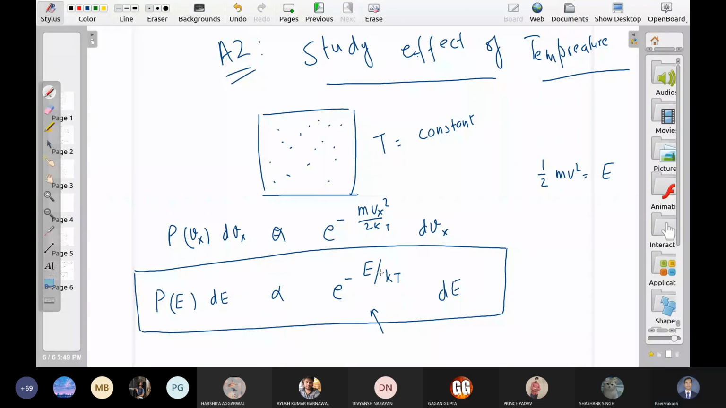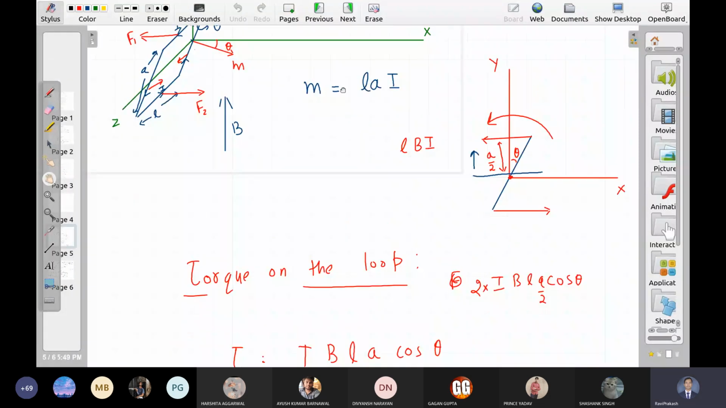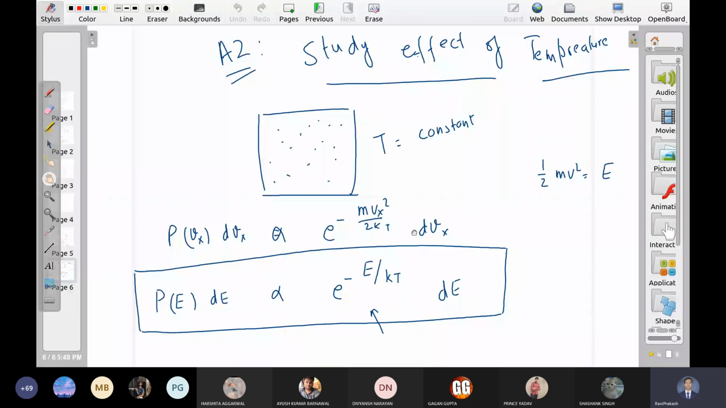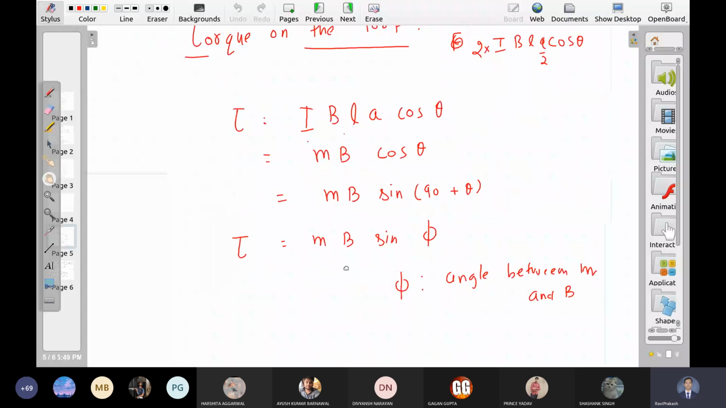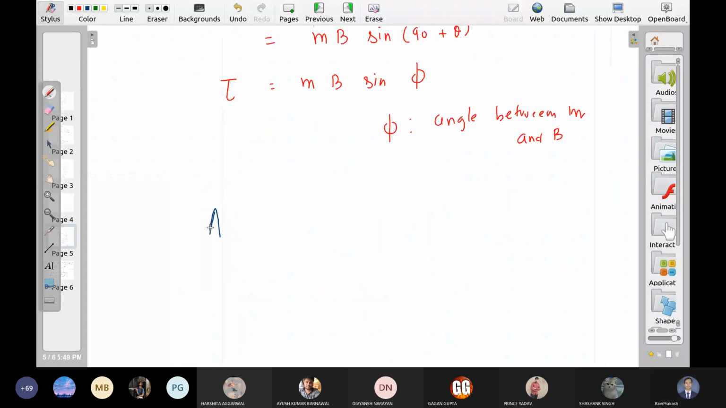But for that, what do we need? Energy. Here we have gas particles, so the energy of gas particles. Here we have magnetic moments. So we need the energy of magnetic moments. So let me go back and let me introduce a third topic now: the energy of magnetic moments.